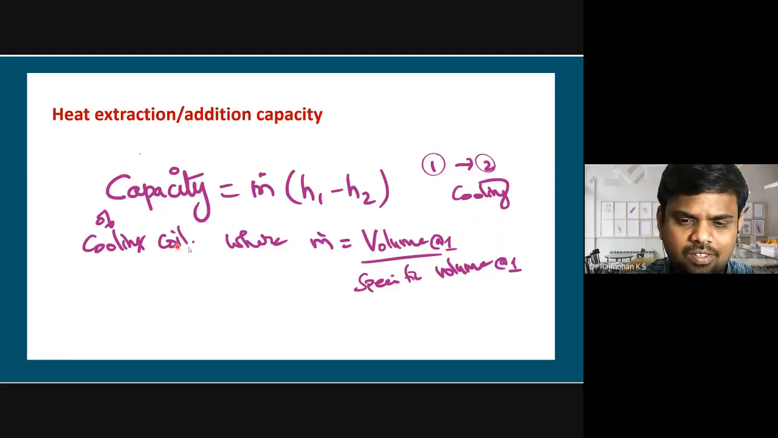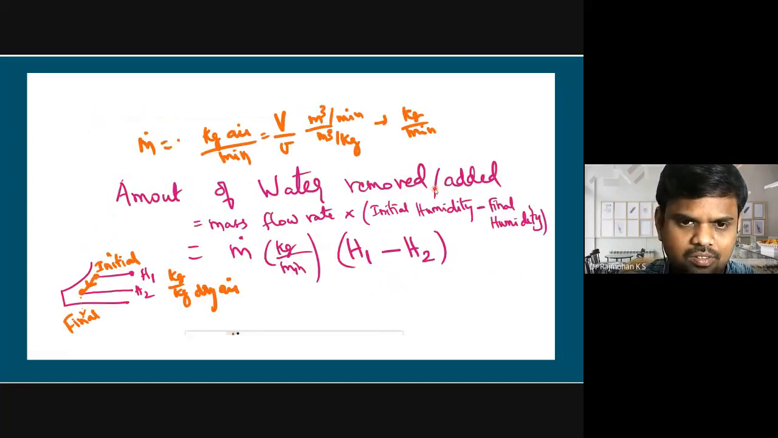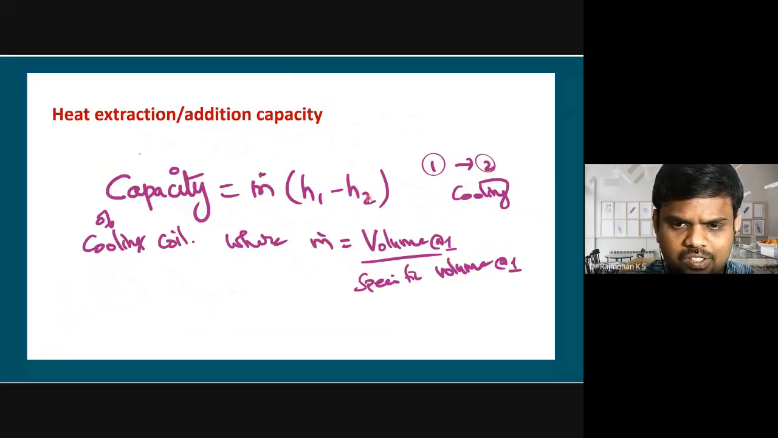Okay, so the capacity of the coil is m dot into h1 minus h2, which gives us the heat extraction or heat addition capacity. Heat addition capacity or heat extraction capacity, a higher value minus a smaller value.